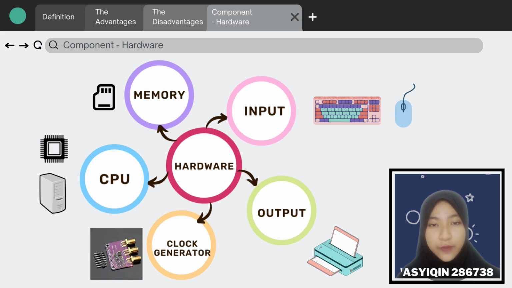Memory is very important as it helps to keep the data and information to run the task. Next, the input. We have the keyboard, mouse, and a scanner. It's a device that sends the data into the computer.